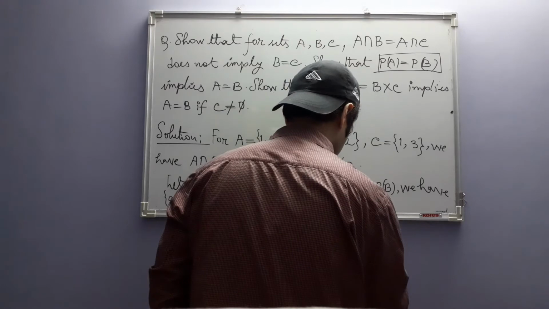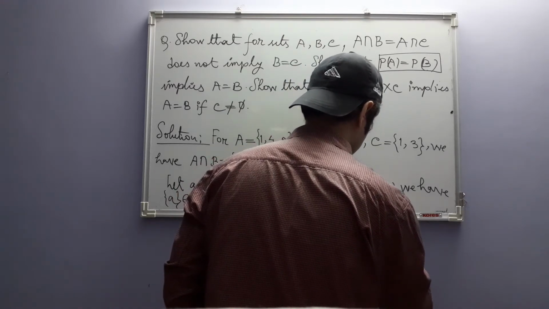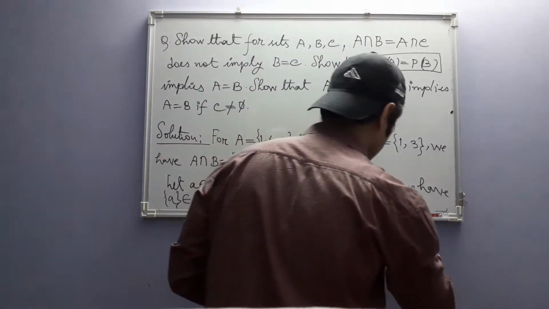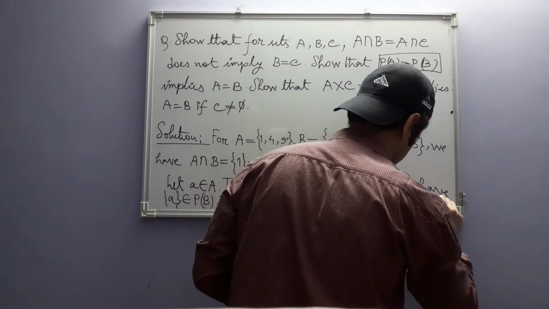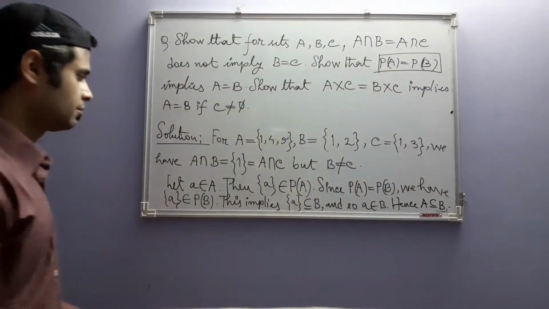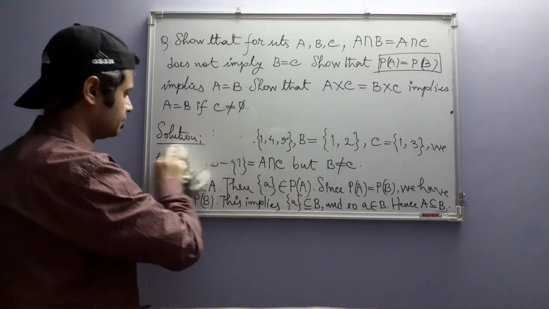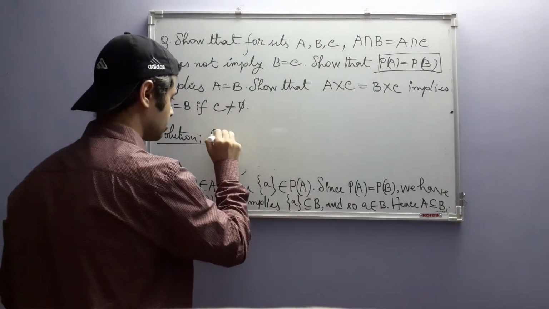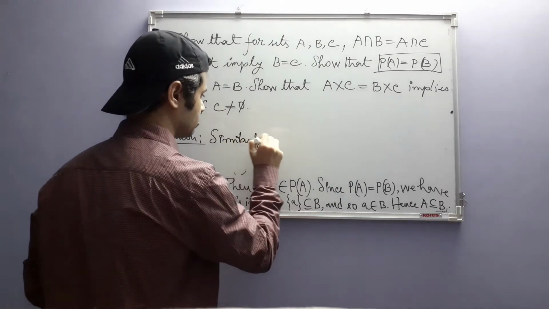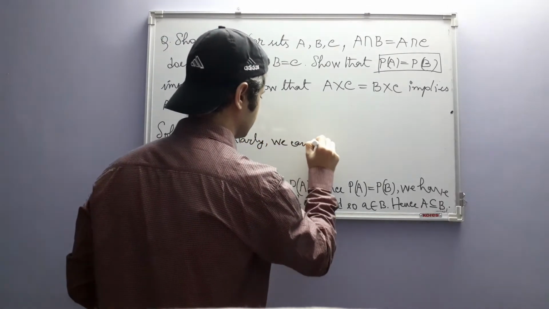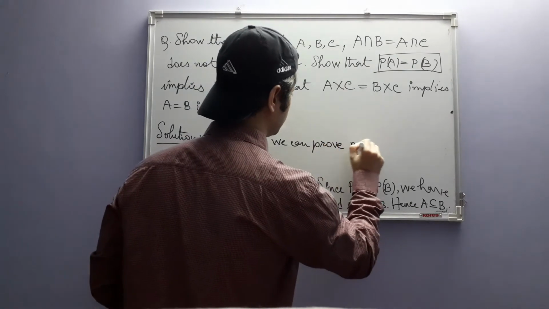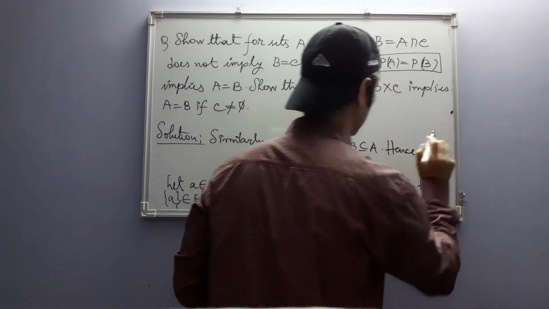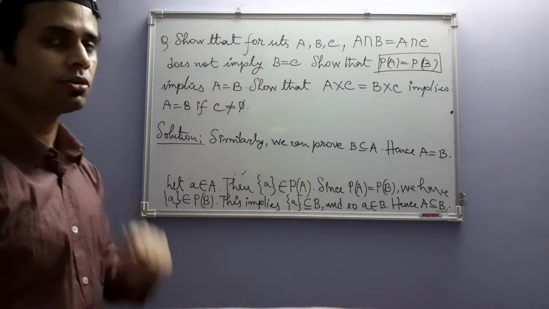And so a belongs to B. So having chosen an element in A, we have proved that that element is in B. Hence, A is a subset of B. Similarly, we can prove that B is a subset of A. Hence, A is equal to B. So the second part is also over.